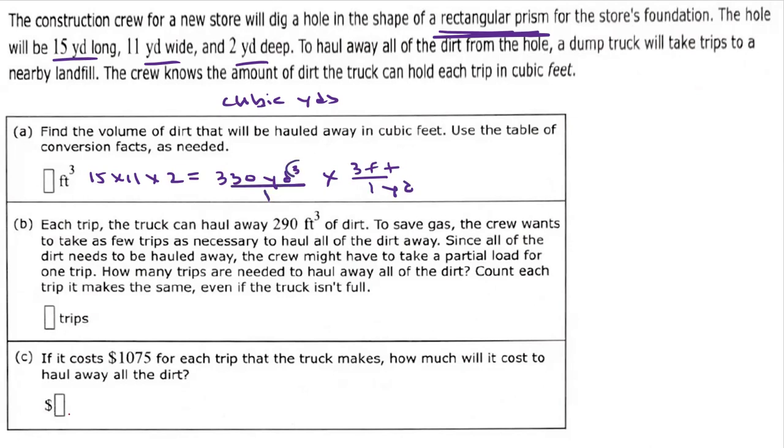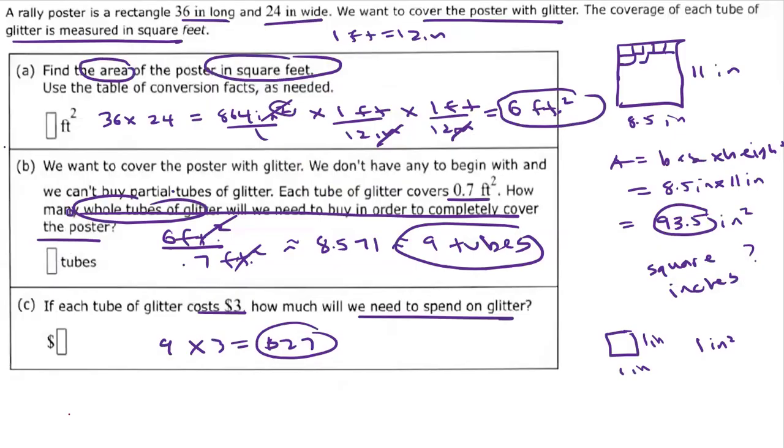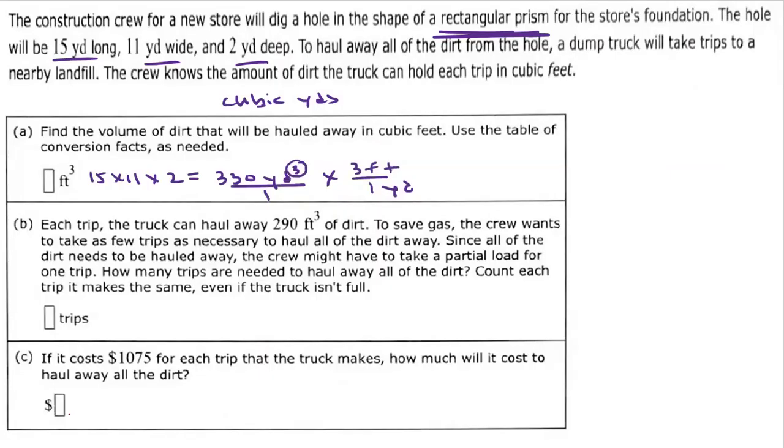But again, we're dealing with volume, so notice there's a power of 3. If we look at the previous problem, we had a power of 2. That power of 2 told us we need to multiply by the conversions twice because we're dealing with area. So this 3 should be an indicator to help you remember that now we need to do it 3 times because we're dealing with volume. So 3 feet over 1 yard, 3 feet over 1 yard, and then 3 feet over 1 yard.